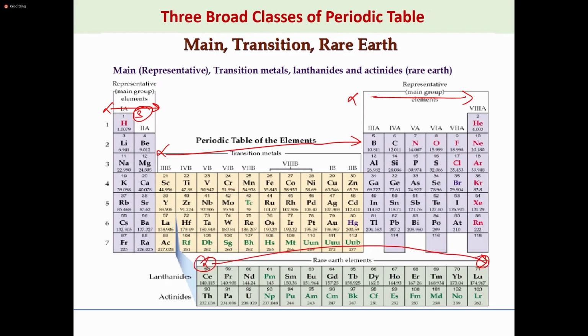That means, based upon the broad class, we have classified the elements into three groups. One is the main group elements, this is the transition metal elements, and this is the rare earth elements. Rare earth means that in our world these elements are found very rarely. The amount of these elements is very small. That's why they are called rare earth elements.